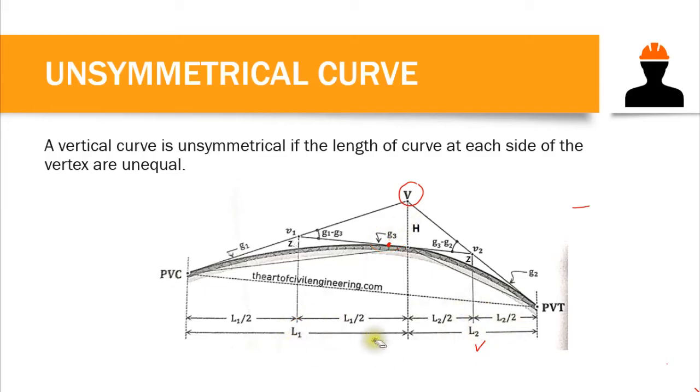As you can see here, we have this first parabolic curve in which the location of our vertex 1 is midway from PVC to V. And we have this second parabolic curve in which the location of our vertex 2 is midway from V and PVT. Again, this is just a combination of two symmetrical parabolic curves. So we will be using the same procedure by grade diagram, which is easier compared to the formula substitution.